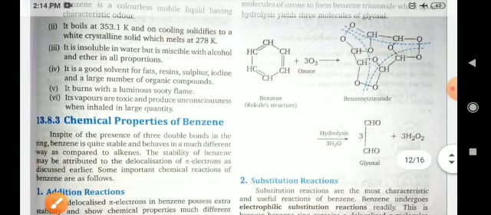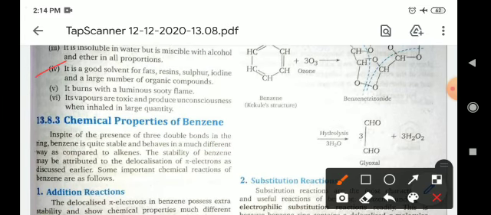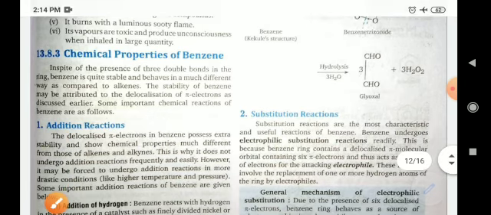It is insoluble in water but miscible with alcohol and ethers in all proportions. It is a good solvent for fat, resin, sulfur, iodine and a large number of organic compounds. It burns with a luminous sooty flame. Its vapors are toxic and produce unconsciousness when inhaled in large quantity. Okay. Now chemical properties.